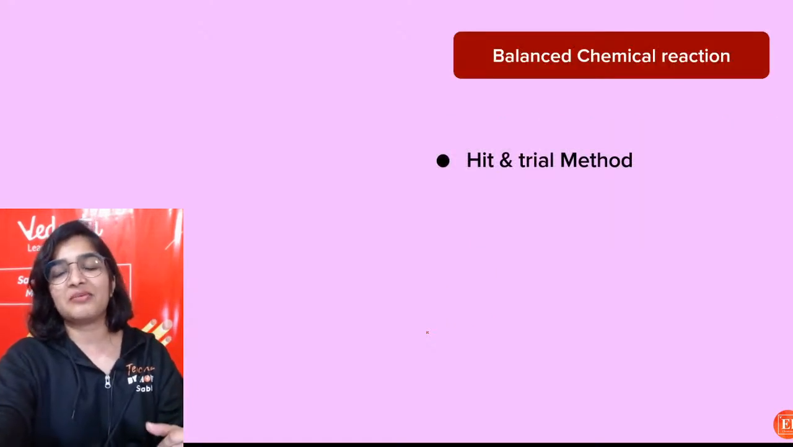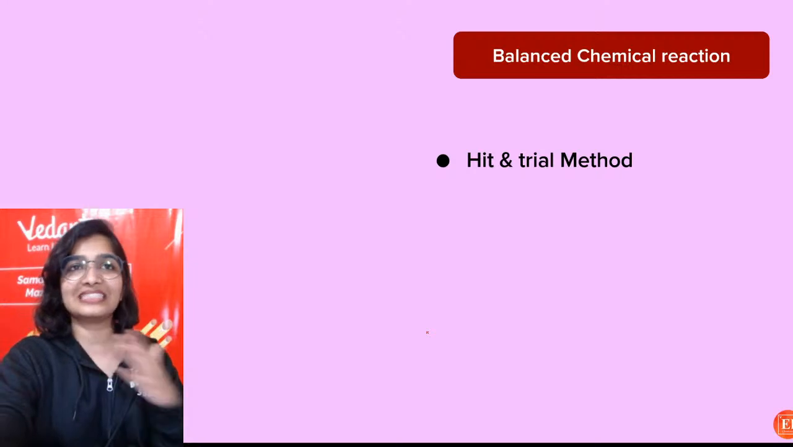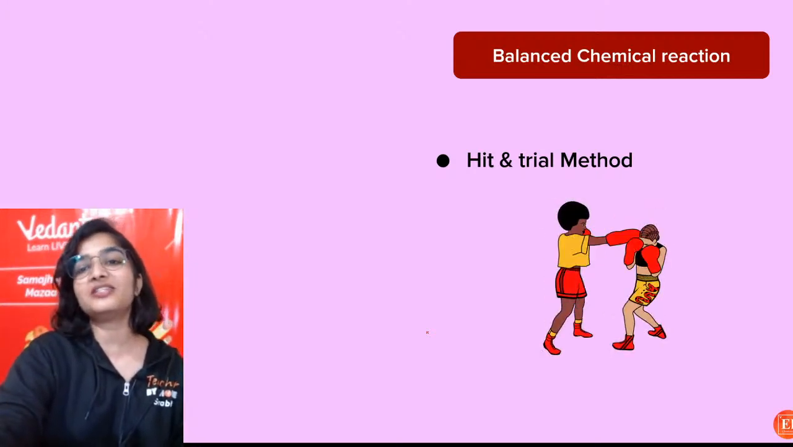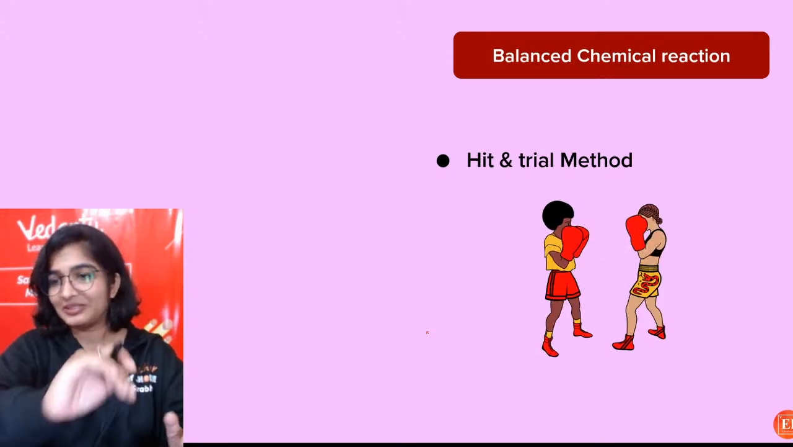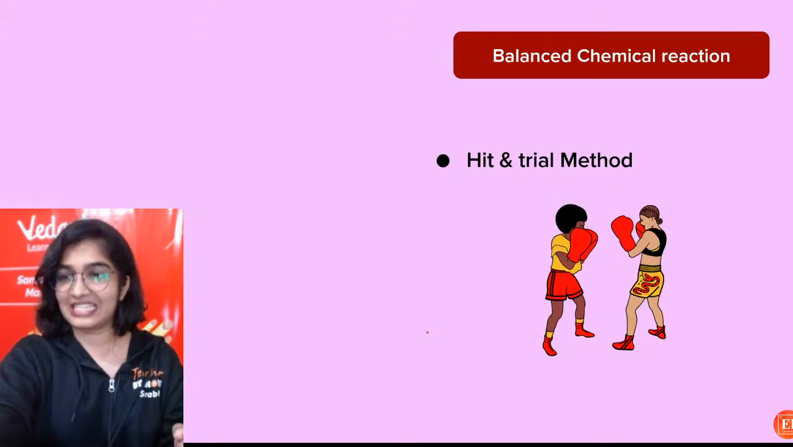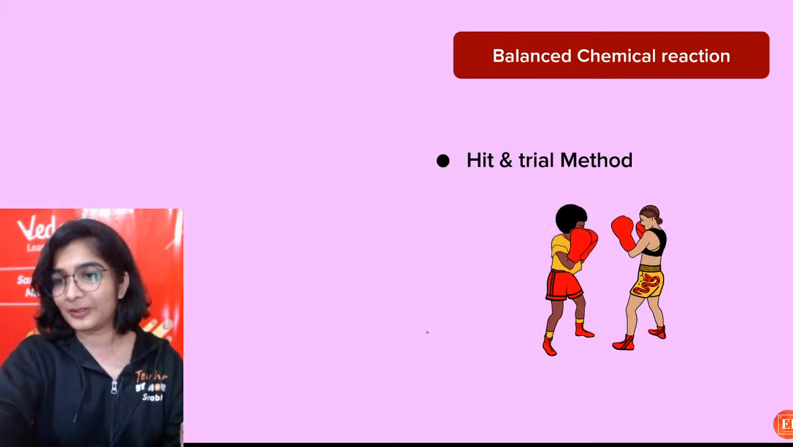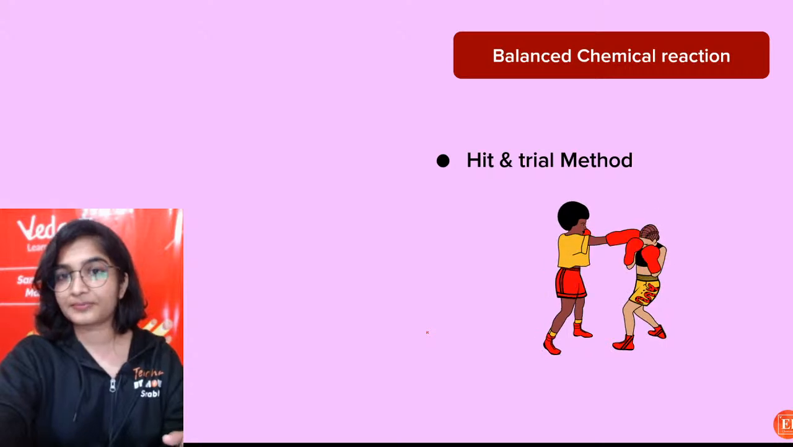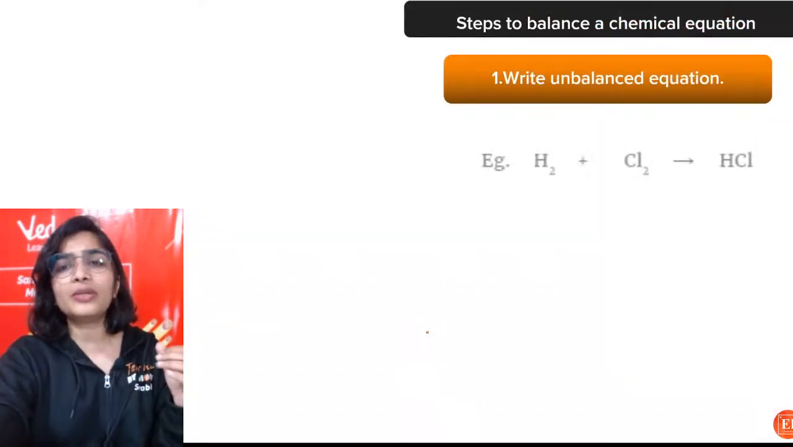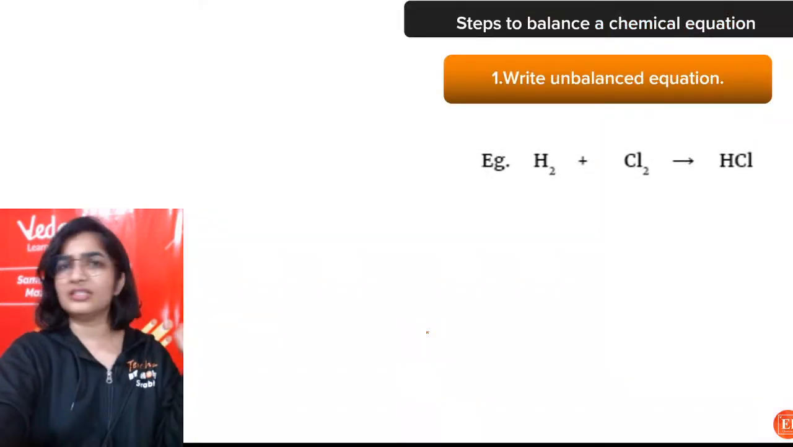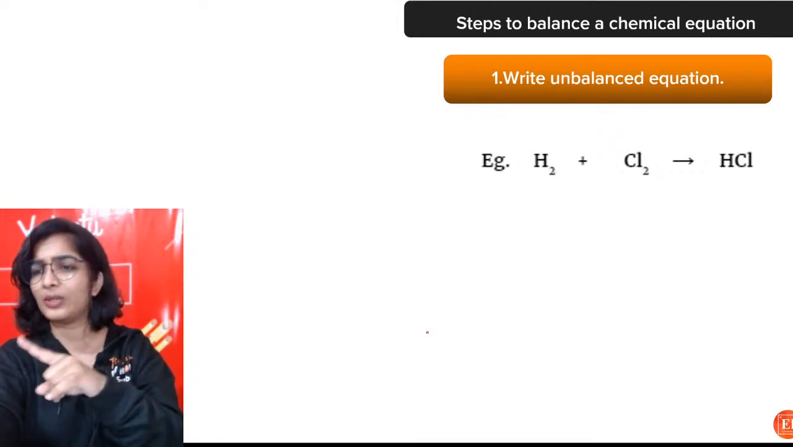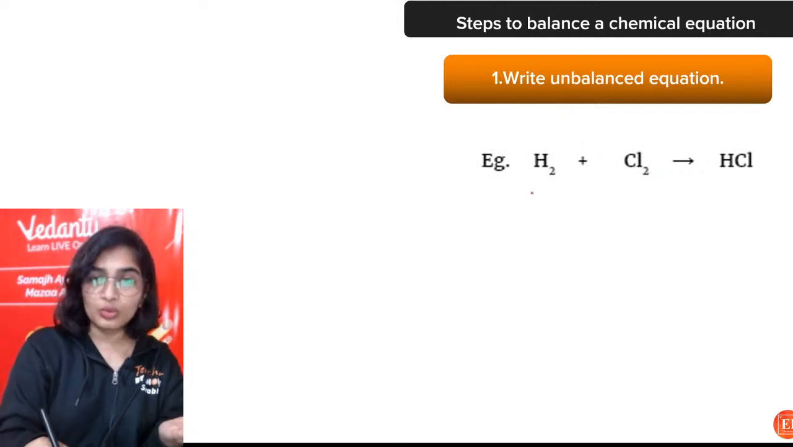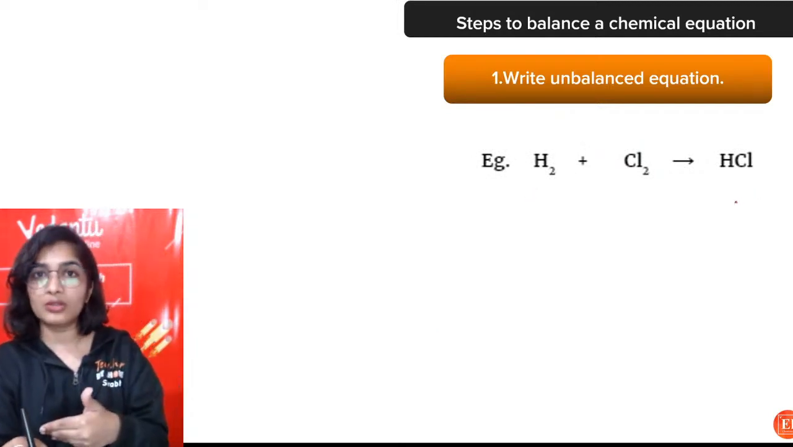So balanced chemical reaction. What are the different ways you can balance a chemical equation? Hit and trial method. What do we do here? Yes, moles should be equal, right? Very good. Yes, Anshu has balanced the equation. So in the hit and trial method, first we write down the unbalanced equation: H2 plus Cl2 gives HCl. It's not balanced because we have 2 hydrogen on the LHS, only 1 on the RHS.